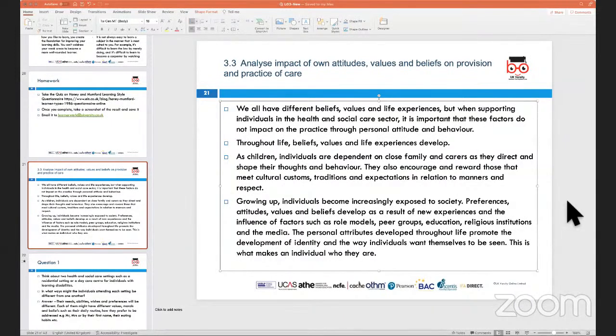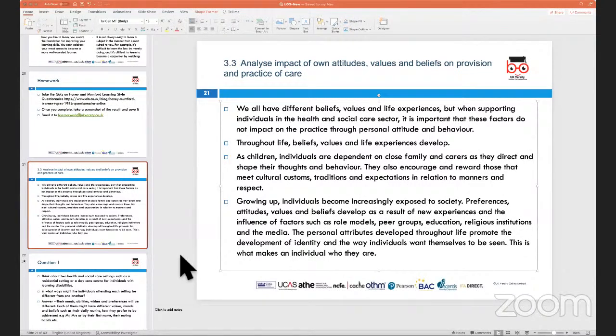Now, when we look at values, beliefs, and attitude, and we bring them to our place of work to professionally practice and offer services, that is where it will inform what attitude, beliefs and values we have when we look at providing professional services or care services at our place of work. So in general, there could be personal attributes that have developed over a point in time, and they have influenced your identity and also how you see things.